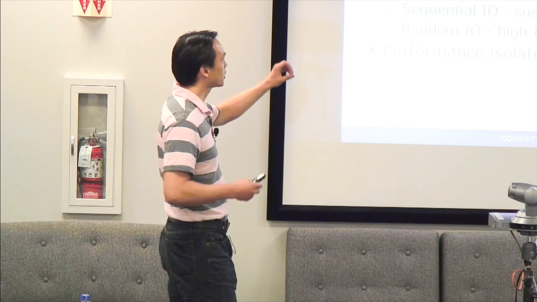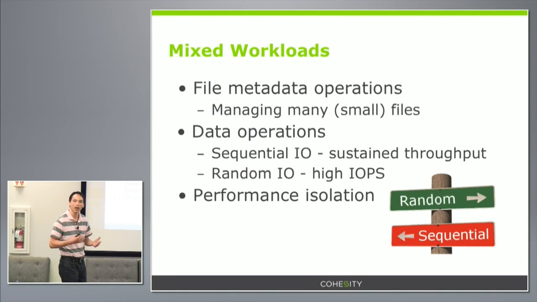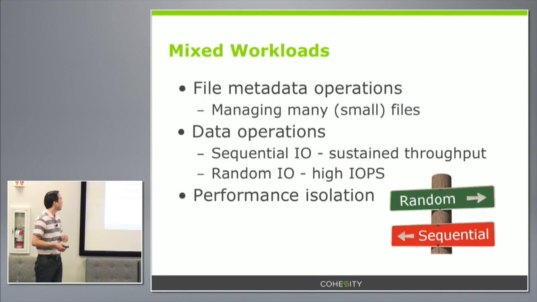One is we're going to do metadata operations really well. This is handling small files, dealing with directory structures, creating files, deleting files, and so forth. Second, we had to do data operations very well: for sequential I/O, high sustained throughput, and for random I/O, high IOPS. And third, we must have performance isolation, so we don't want one huge backup job to completely starve out the other workloads.